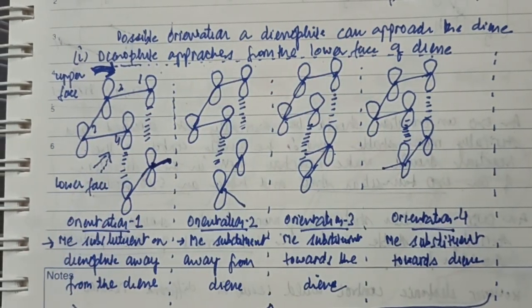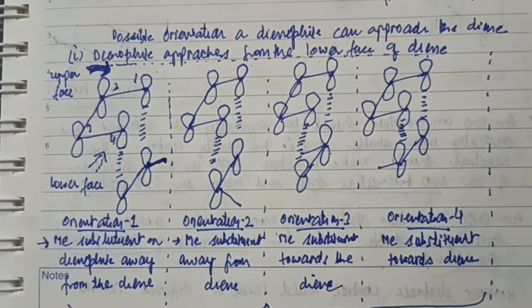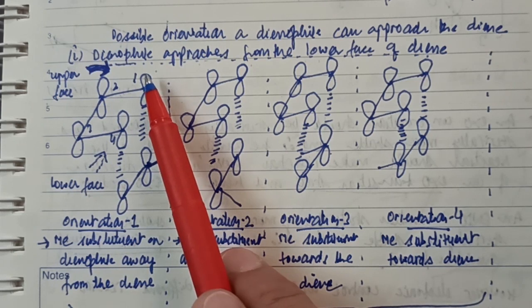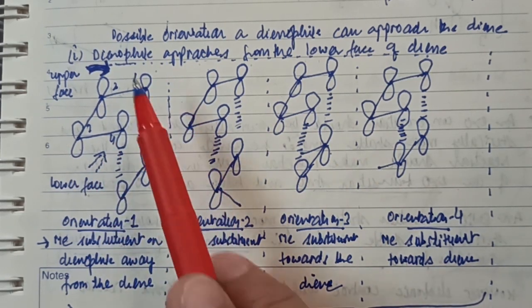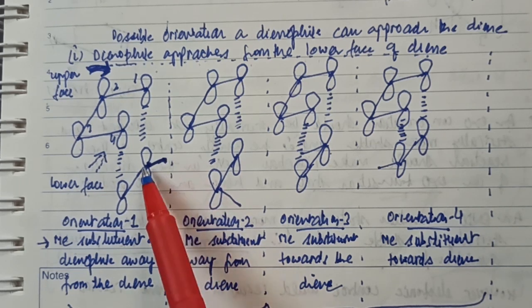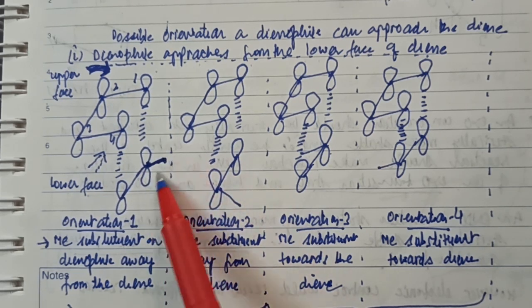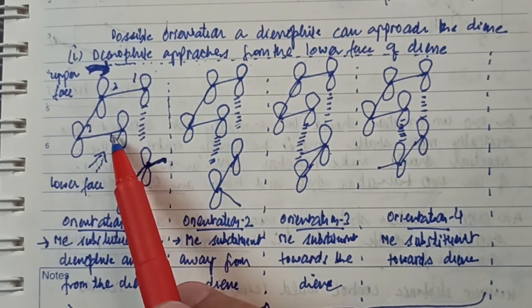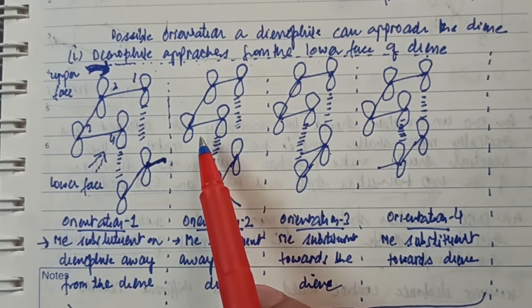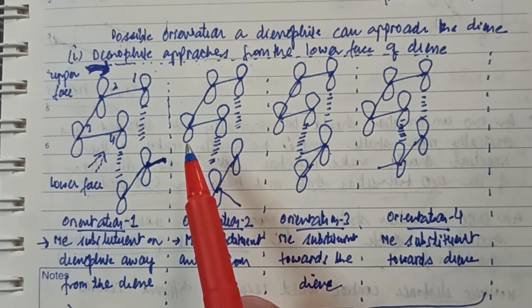Of course, first and fourth are similar and equal, so we cannot distinguish. Anyways, just for the sake of writing, let me say this is the first carbon atom and this is the fourth. With respect to the first carbon atom, this methyl is towards the outside, that is, methyl is away from the diene. Diene is on this side, methyl is away.